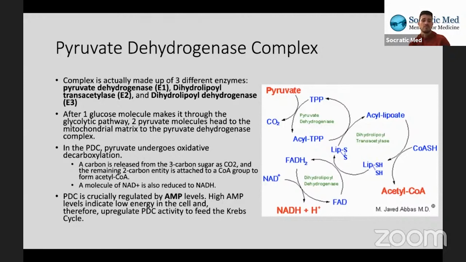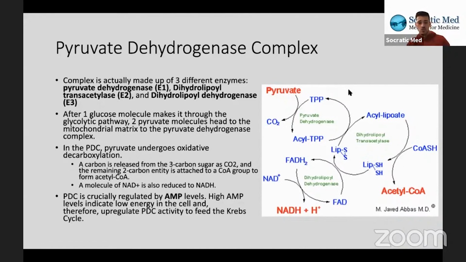So in the PDC, pyruvate undergoes oxidative decarboxylation. So decarboxylation, if you don't know, is just the release of a carbon dioxide from a carboxyl group. A carbon is released from the 3-carbon sugar as CO2, and the remaining 2-carbon entity is attached to a CoA group, coenzyme A, to form acetyl-CoA. A molecule of NAD+ is also reduced to NADH.